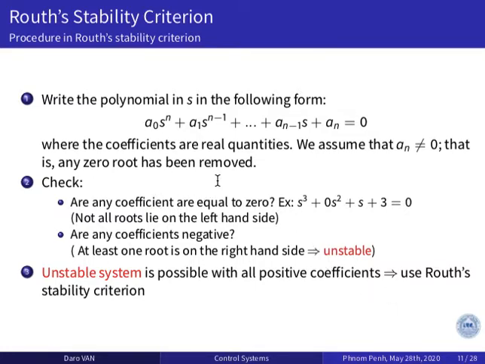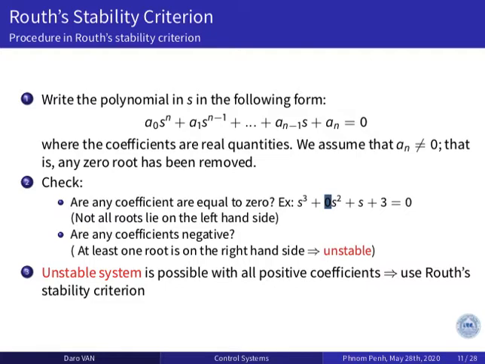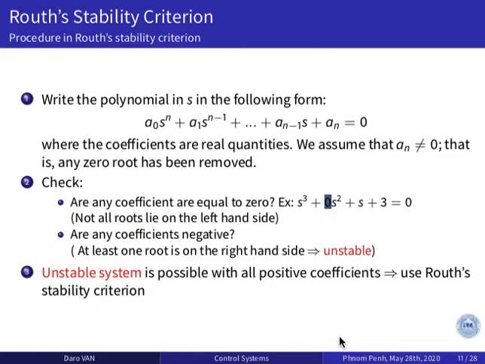Again, in step 2, we need to check the coefficients. If a 0 coefficient exists, then not all roots lie on the left hand side. If you have a negative coefficient, it is an unstable system. And last but not least, an unstable system is possible with all positive coefficients. So in that case, you need to use the root stability criterion.